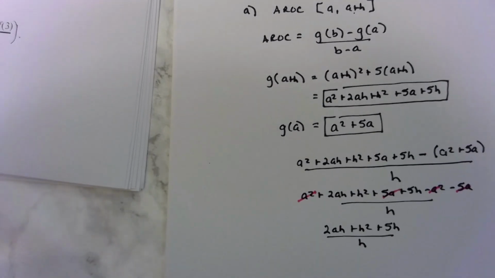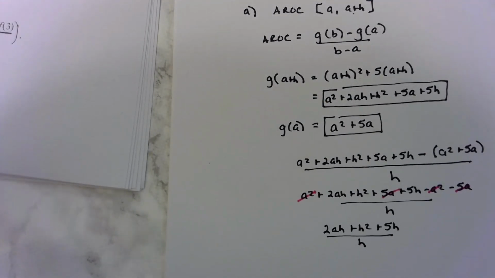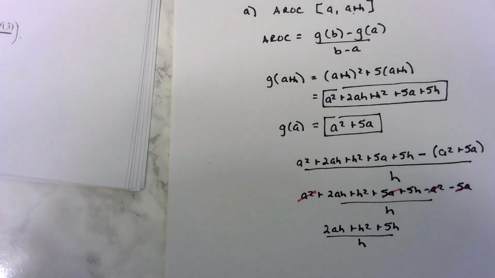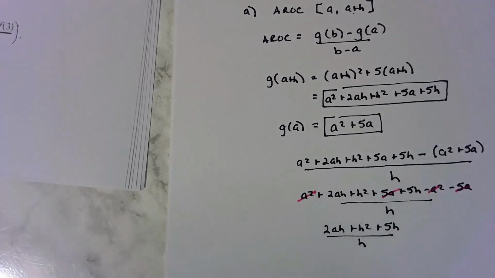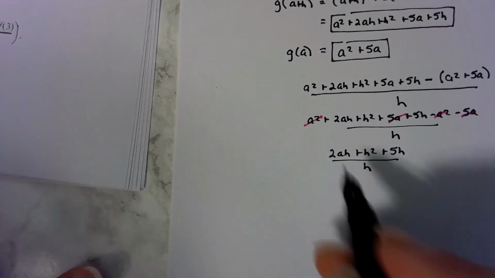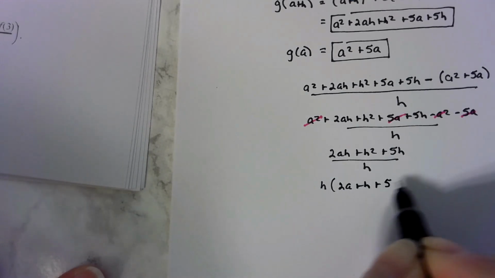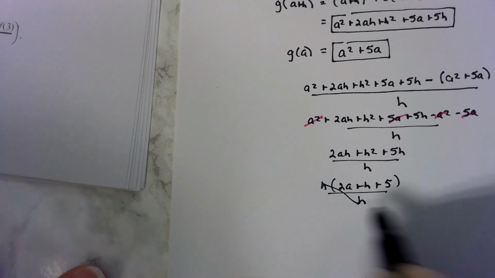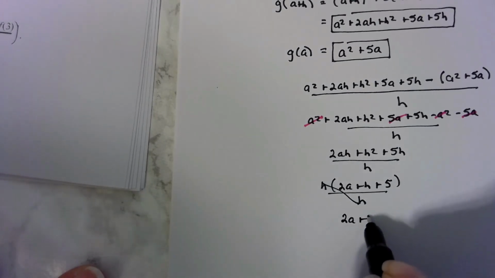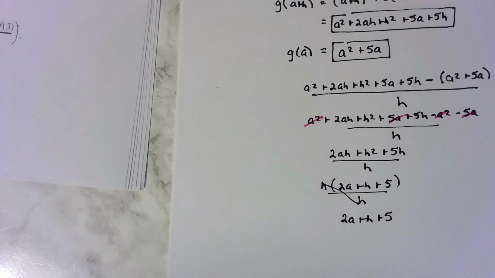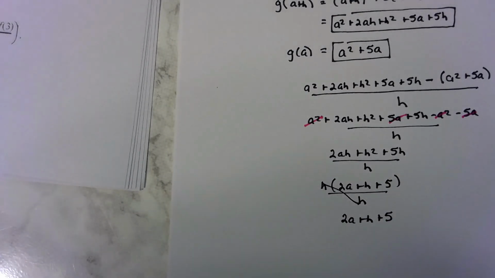And in part A anyway, they just want that average rate of change, and we have to simplify. So that means I can factor out an h. So let's do that. If I factor out an h, I have 2a plus h plus 5 all over h. Those cancel. So I have 2a plus h plus 5. That's my average rate of change from a to a plus h of this function. And that's it.